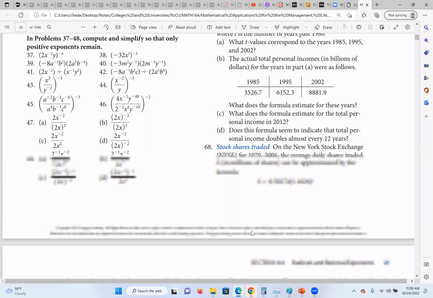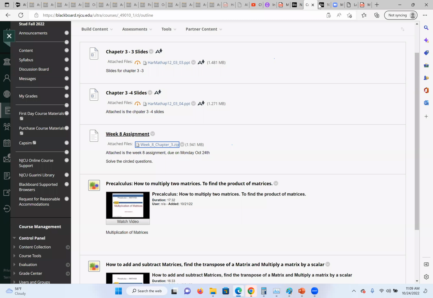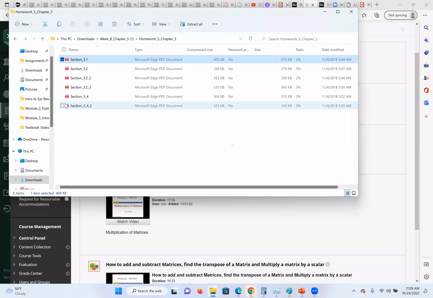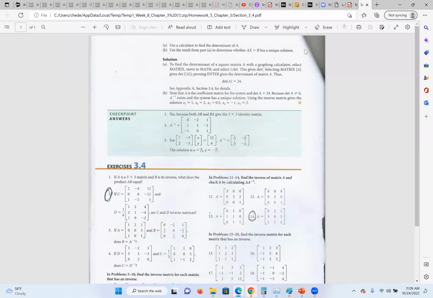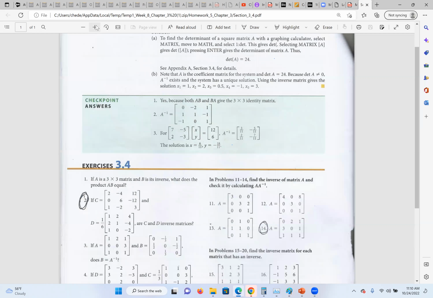Yes, sir. I have a question. Exercise 3.4. Exercise where? 3.4. 3.4, okay. Yes. I think I opened the folder already. Let's see. Okay, 3.4. Yeah, number 2. Number 2? Yes. Okay, so number 2 is given here. They say if C, let's try and zoom it so everybody can see well.